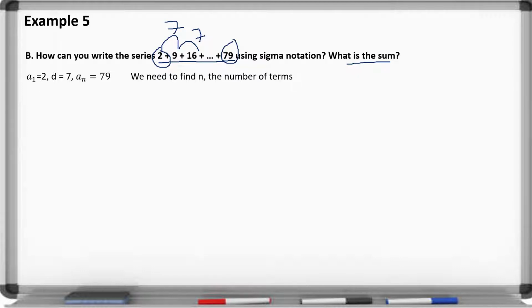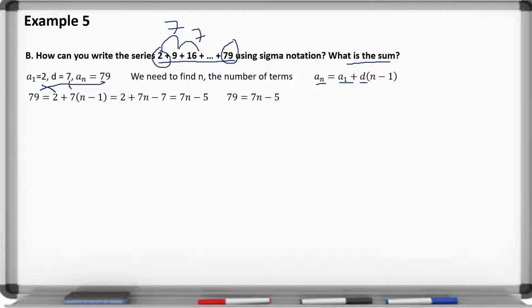So what we need to do is find the number of terms. This doesn't actually tell us how many terms we have. It just gives us a dot, dot, dot. In order to find that, we need to use the formula for the arithmetic sequence. Now we know what an, a1, and d are. We need to figure out what n is. So plugging it in, an is 79, a1 is 2, and d is 7. Go ahead and distribute the 7 here. We get 7n minus 7. Combine your like terms, so 2 minus 7 is negative 5.